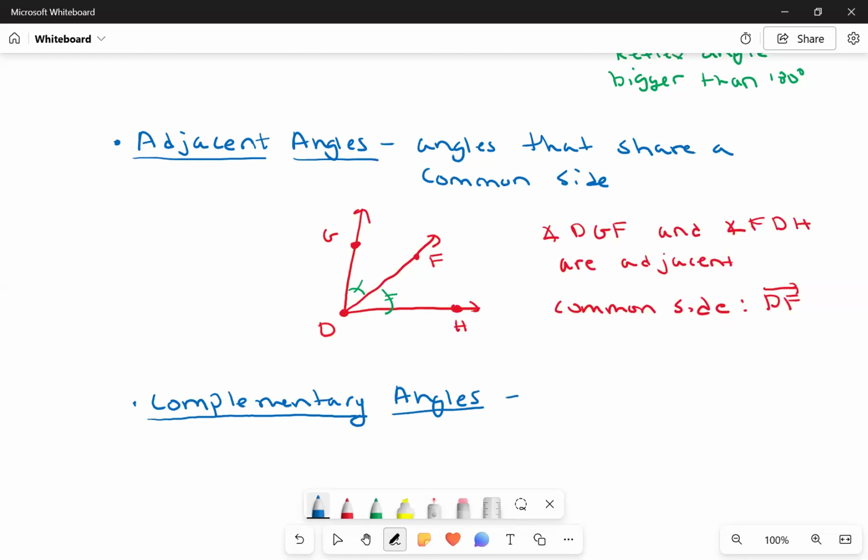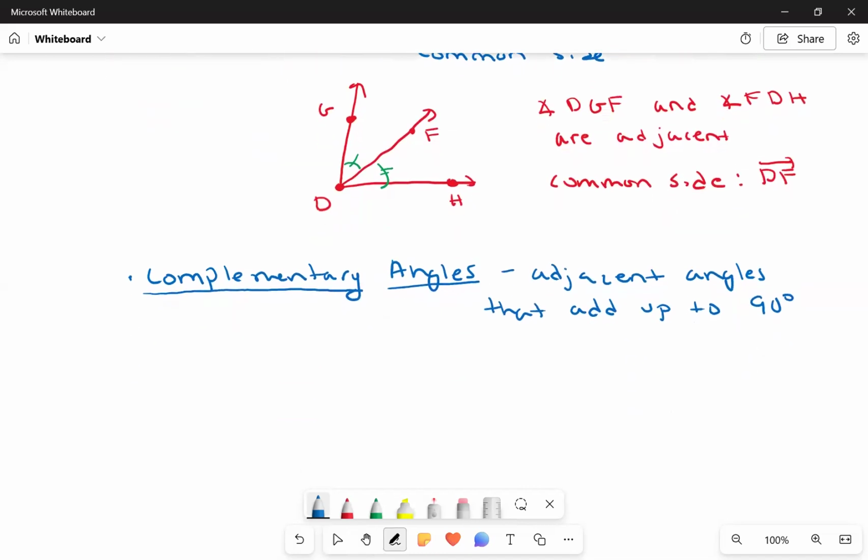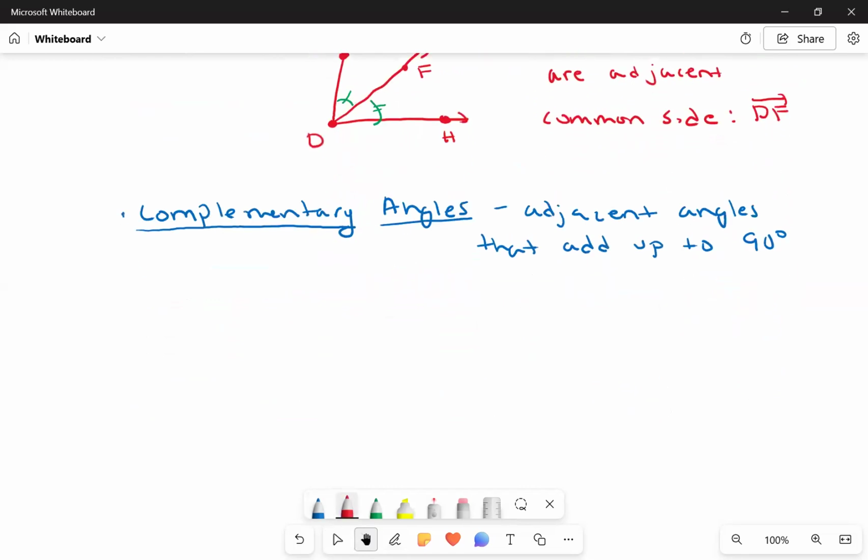Okay. So these are adjacent angles that add up to 90 degrees. Or another way of saying it is they form a right angle when they're together. Okay, so to draw this, I'm going to draw a right angle here. There we go. All right. So here's my right angle. And then here I'm going to shoot a ray out right there.